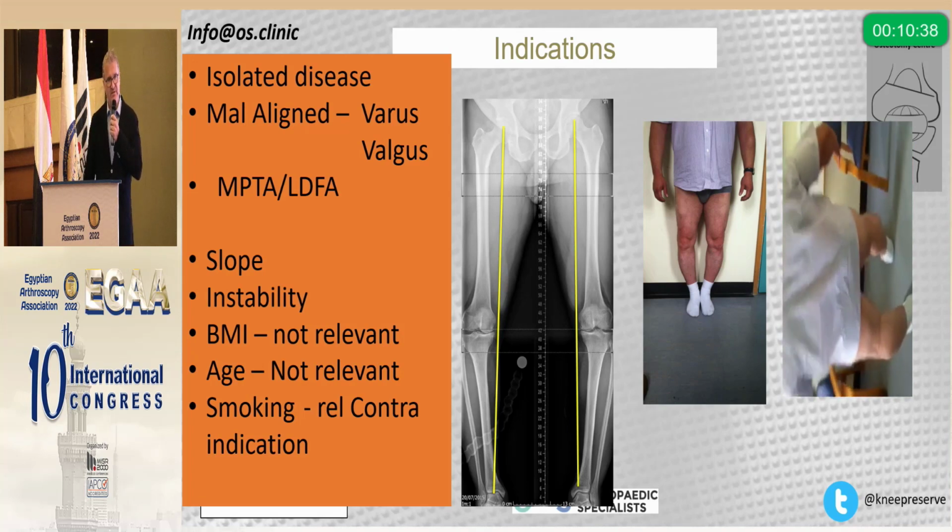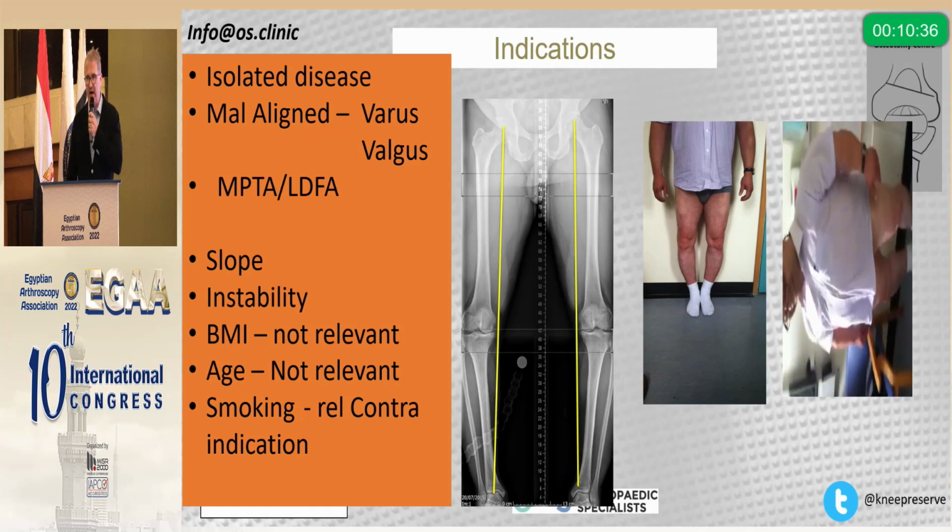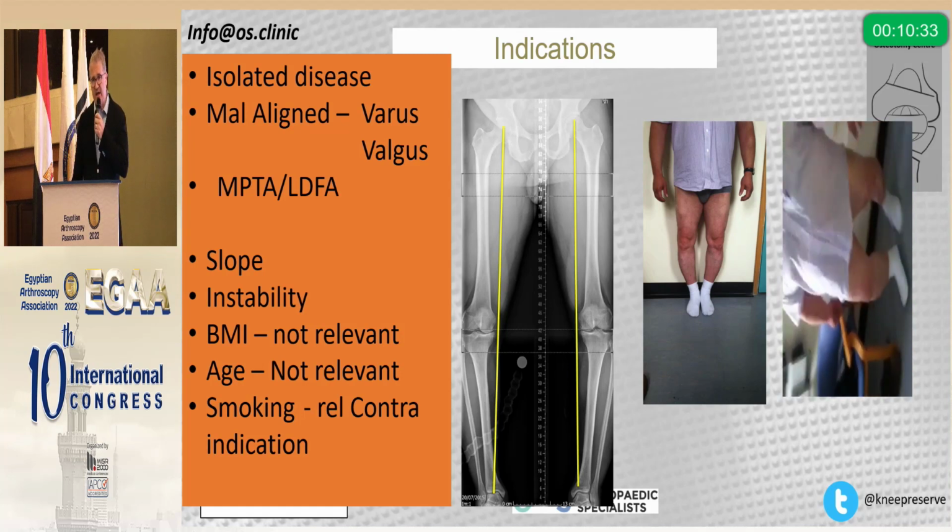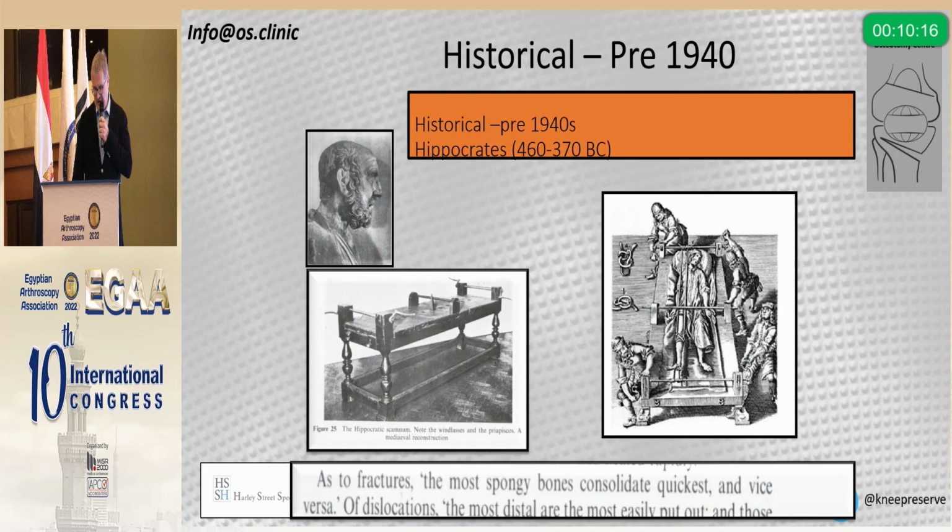Age is not relevant. Professor Takeuchi from Japan has a paper looking at under 80 and over 80 years of age. And the over 80s in this large series did better than the under 80s in his study. So age is not relevant. They just need to fit the right criteria. And smoking is a relative contraindication, not a contraindication.